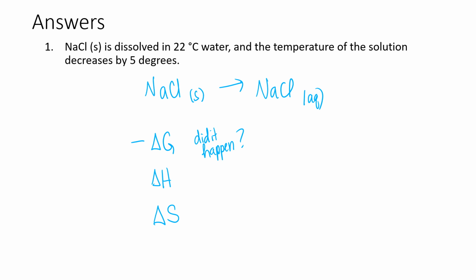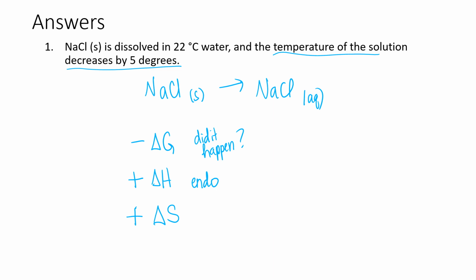All right, let's look at delta H. It made the surrounding temperature decrease. This sounds like an endothermic process. So the delta H is positive. That's not favorable. But then let's look at the delta S. It goes from a solid to aqueous, so it's becoming more disordered. So the delta S is positive. So it's got a favorable change in entropy.